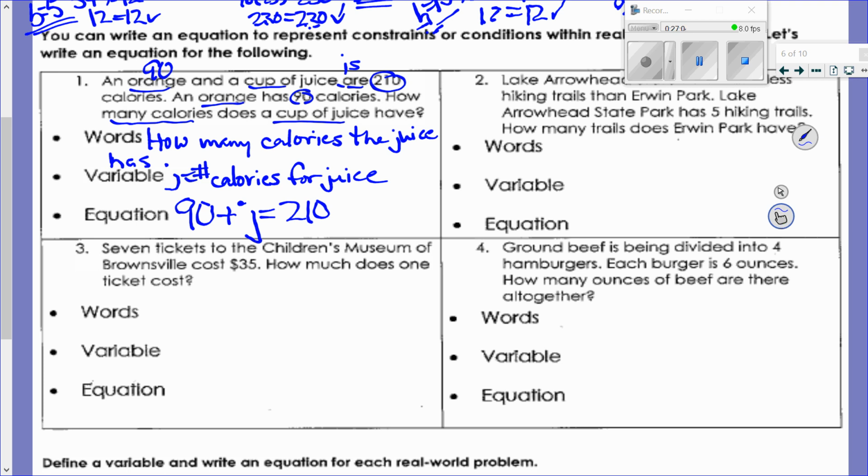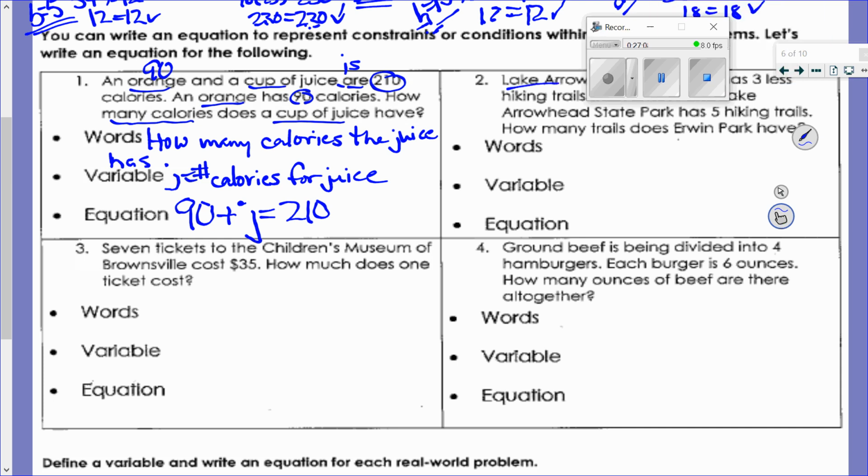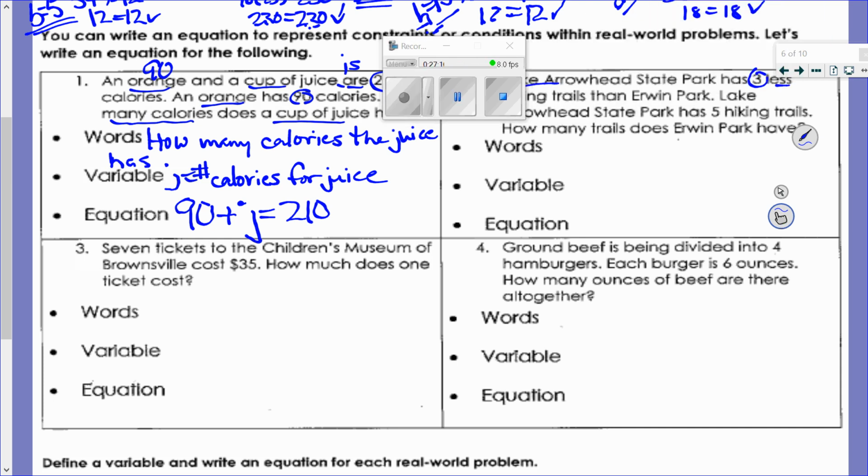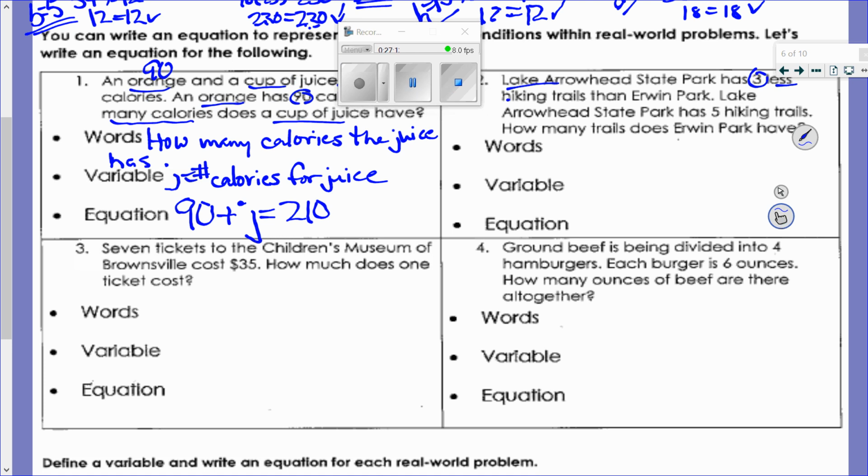Okay, what about our next one? Next one, we got Lake Arrowhead State Park has 3 less hiking trails than Irwin Park. Lake Arrowhead Park has 5 hiking trails. How many trails does Irwin Park have? There's our question. So in words, what are we trying to find? How many trails does Irwin Park have? Okay, trails in Irwin Park.